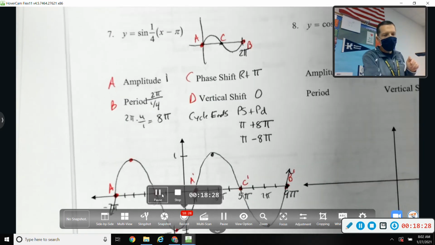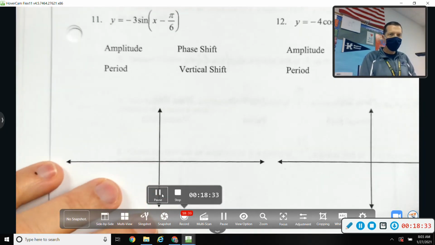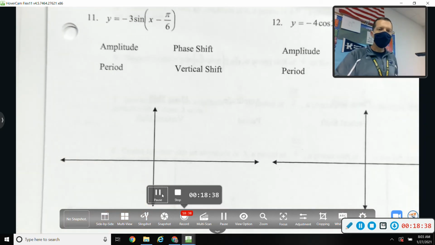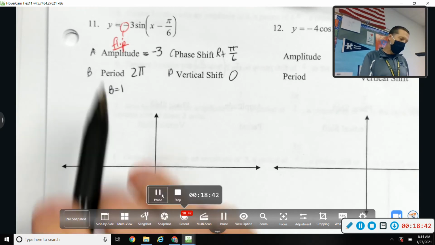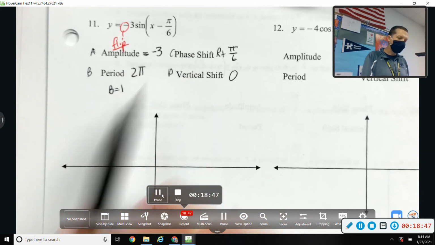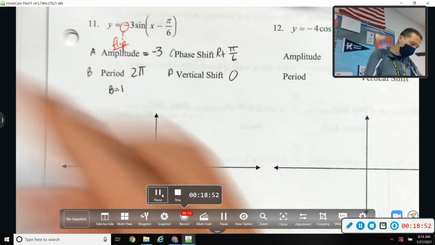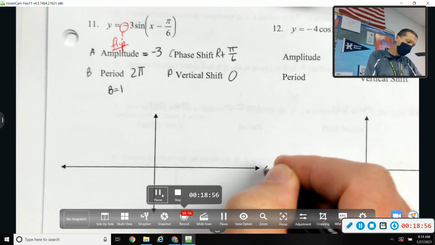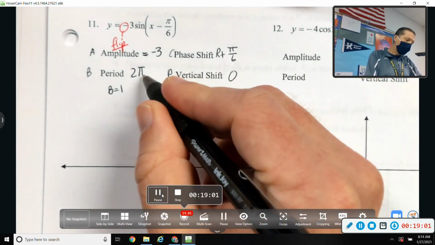All right, next try number 11. Lots of stuff going on with number 11. A, B, C, D. Well, B isn't 2 pi, but the others are the same. And then again, we use them in reverse. Vertical shift is 0, so that didn't change anything. There's my imaginary dotted line already on the x-axis there. Phase shift right pi over 6, period 2 pi.